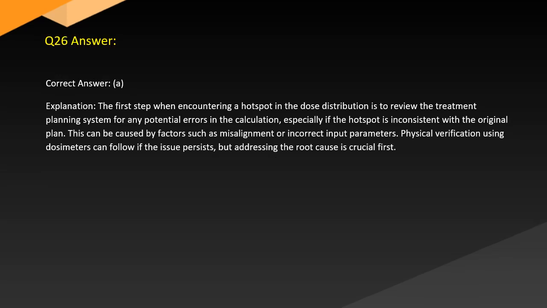Answer. Correct answer: A. Explanation. The first step when encountering a hotspot in the dose distribution is to review the treatment planning system for any potential errors in the calculation, especially if the hotspot is inconsistent with the original plan. This can be caused by factors such as misalignment or incorrect input parameters. Physical verification using dosimeters can follow if the issue persists, but addressing the root cause is crucial first.